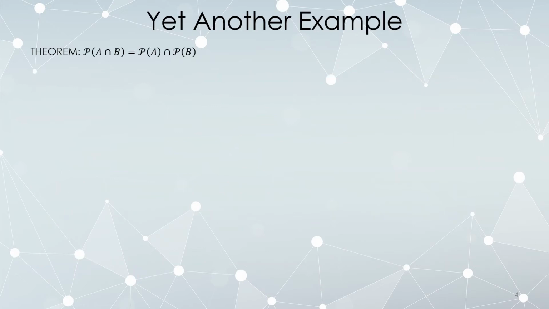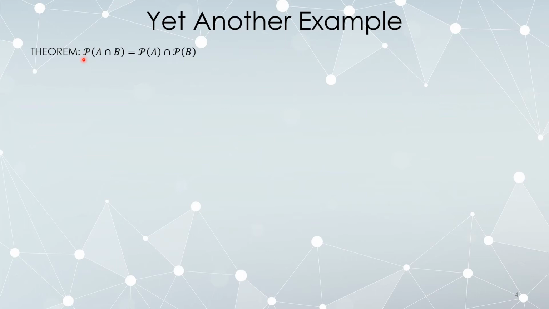So here's a new example. The power set of A intersect B is equal to the power set of A intersect the power set of B. We're claiming two sets are equal. How do we generally prove two sets are equal? We have to prove that the set on the left is a subset of the set on the right, and then we will show that the set on the right is a subset of the set on the left. So we have two things to prove: left subset right, right subset left. So let's start with the first one.